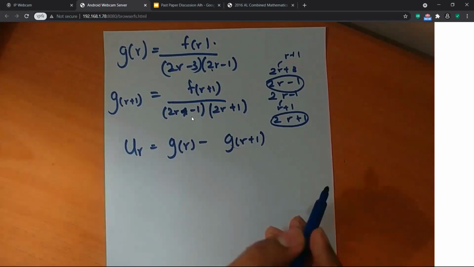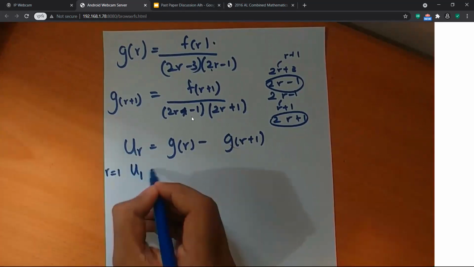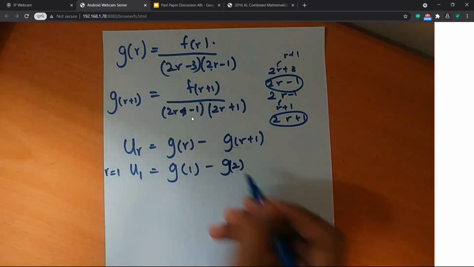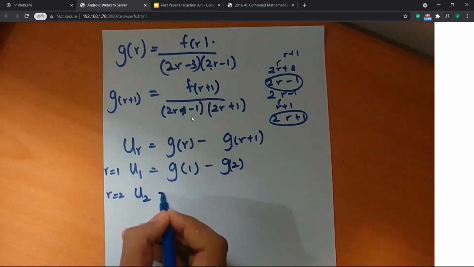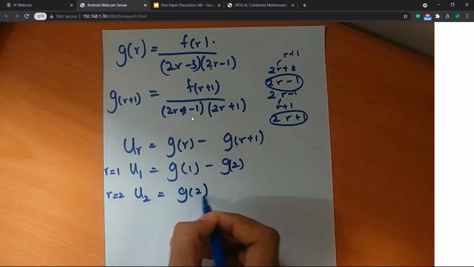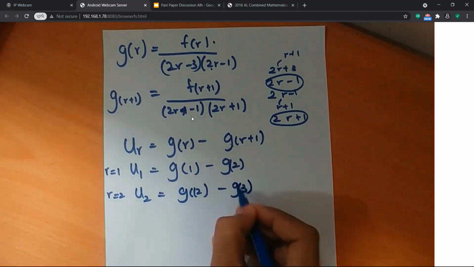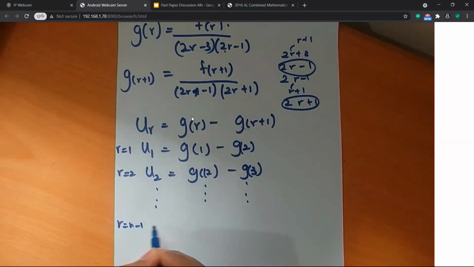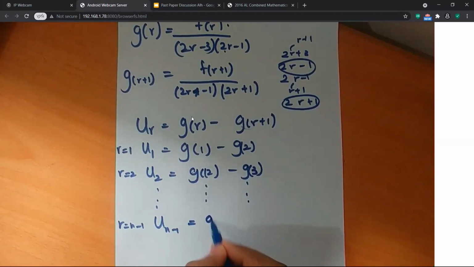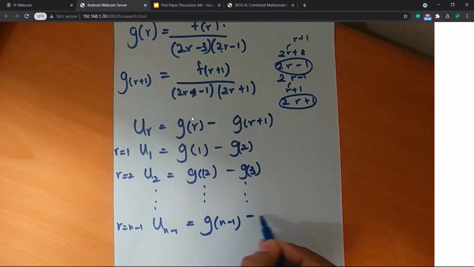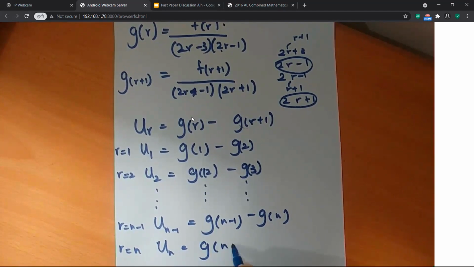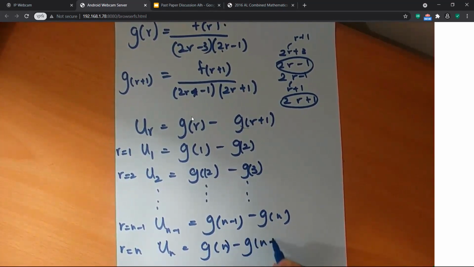So when r is equal to 1, u1 is equal to g1 minus g2. When r is equal to 2, u2 is equal to g2 minus g3. We can go on like this until, let's say, r is equal to n minus 1. So u(n-1) is equal to g(n-1) minus gn. And when r equals n, un is equal to gn minus g(n+1).